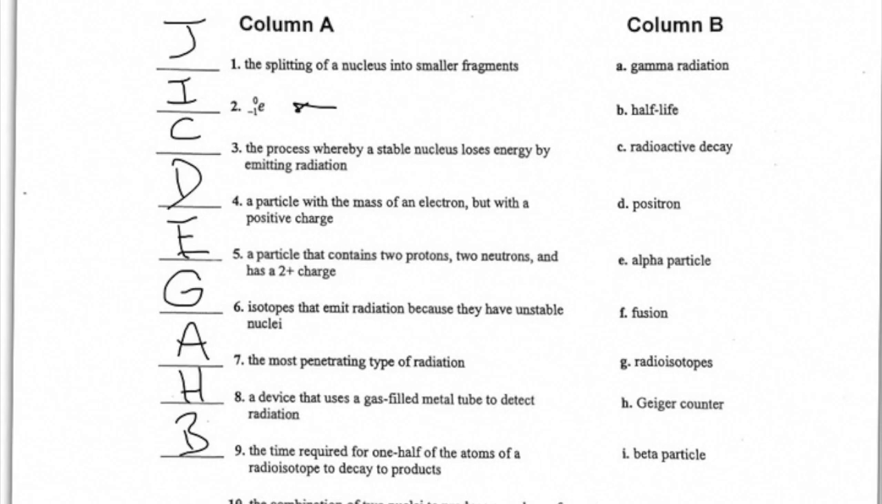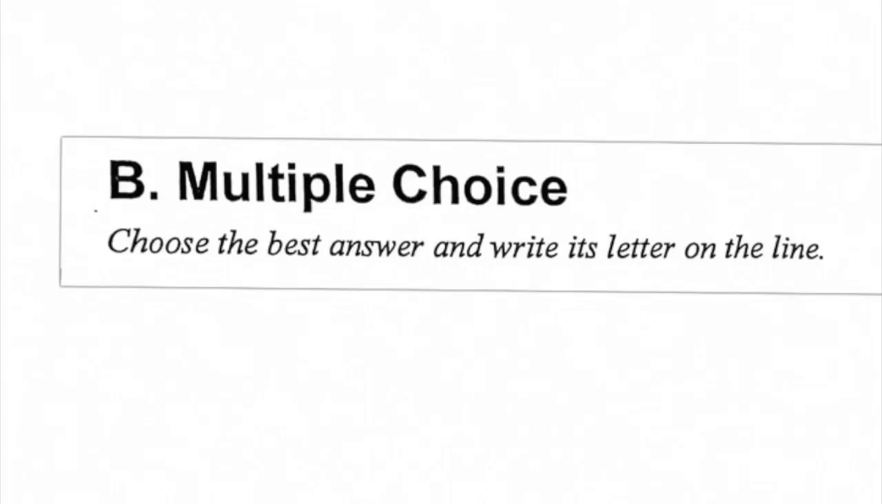And the combination of 2 nuclei to produce a nucleus that is heavier is called fusion. So fission is splitting of atoms, or nuclei, and fusion is putting 2 smaller atoms together to make a bigger atom. So, the multiple choice section.